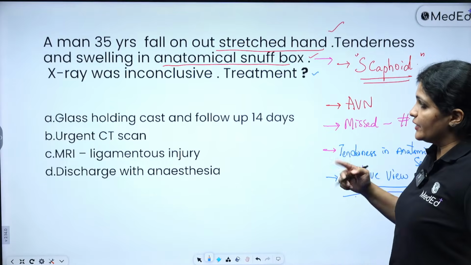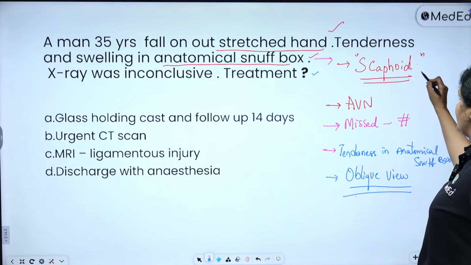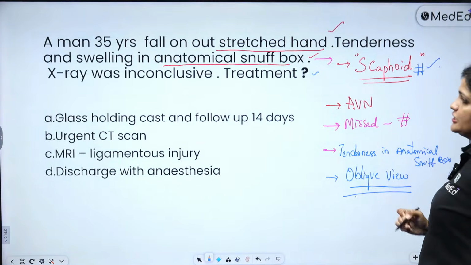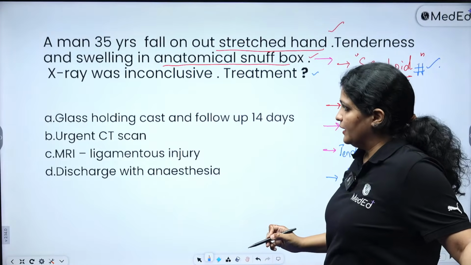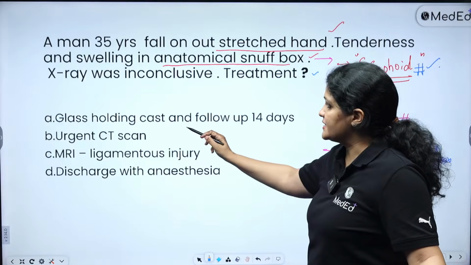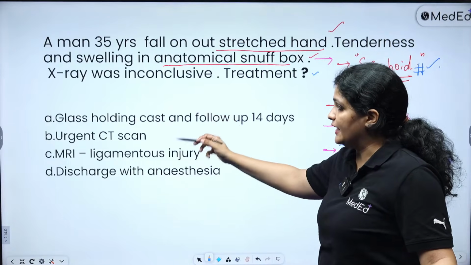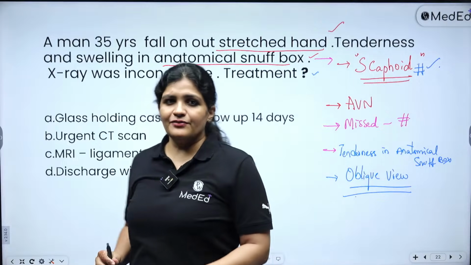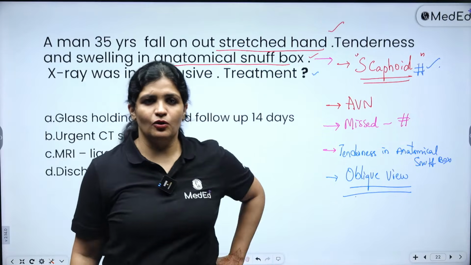So whenever you're dealing with a scaphoid fracture, it is dealt with a little separately because sometimes the fracture is not visible. Right, and now what do you do? You discharge the patient, you go for an urgent CT scan, or you put a cast, or you take an MRI for ligamentous injury. Okay, now let us answer Arya, as he said MRI.